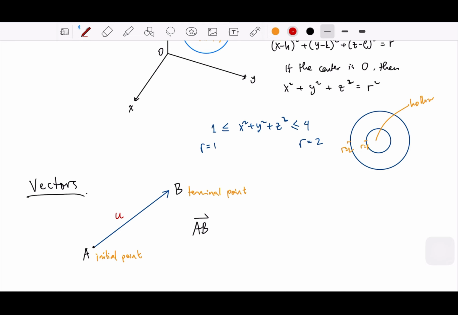Some textbooks just write U in bold style, but in order to differentiate it from other text, let me just write an arrow above U. Okay. Well, if you read your textbook, it doesn't have any arrow on the letter. But that's okay, because in the textbook it has bold style.